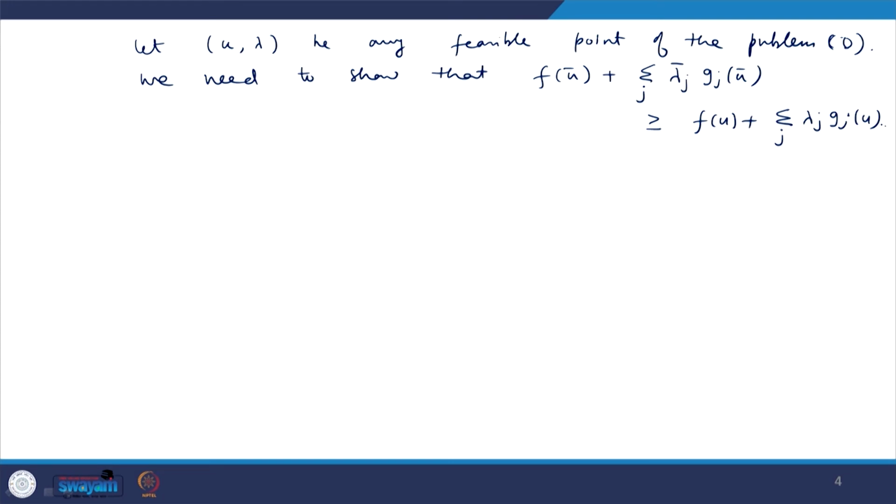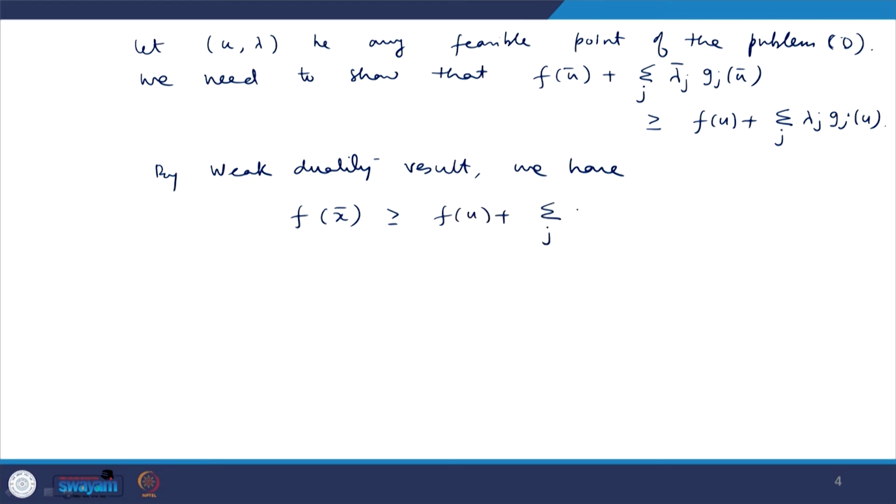So, again this is easy, because by the weak duality result what we have is f x bar is greater than or equal to f u plus summation over j lambda j g j u, because x bar is the feasible point of the primal problem and u lambda is the feasible point of the dual problem.